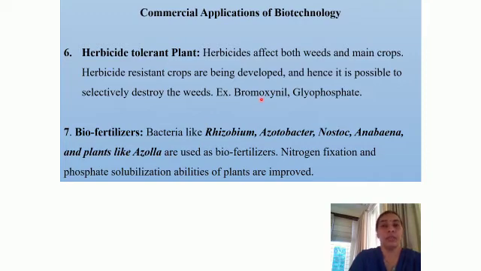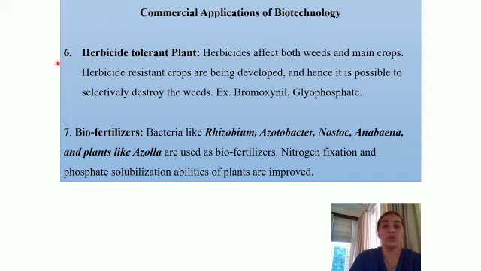Now, along with the main crops, there are some unwanted plants, that is weeds, that also grow. These unwanted plants and weeds take up all the fertilizers that are added to the field. So, to destroy these unwanted plants or weeds, we add chemicals or pesticides called herbicides. Now, these herbicides, along with the unwanted plants, even destroy the crop plants.